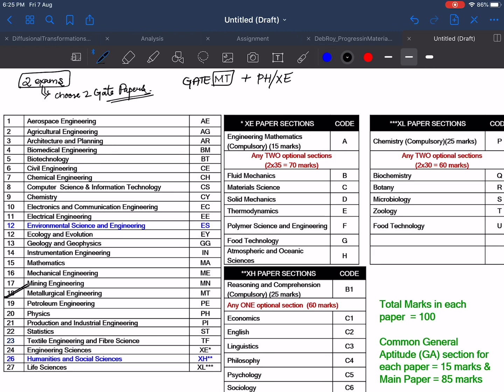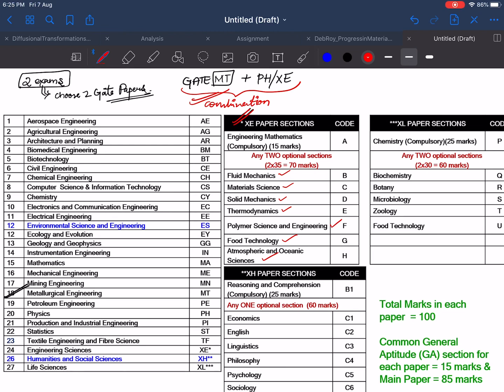So what is XE? Here you can see what all the XE paper sections are. The XE paper has different categories, code A to H. Code A is maths and the rest are optional. Any two optional sections you can choose, from fluid mechanics, material science, solid mechanics, thermodynamics, polymer science, food technology, and atmospheric and oceanic sciences. This is the combination that is allowed for a metallurgy GATE candidate. This is an important thing: you cannot choose, say, metallurgy and computer science. No, that's not possible.